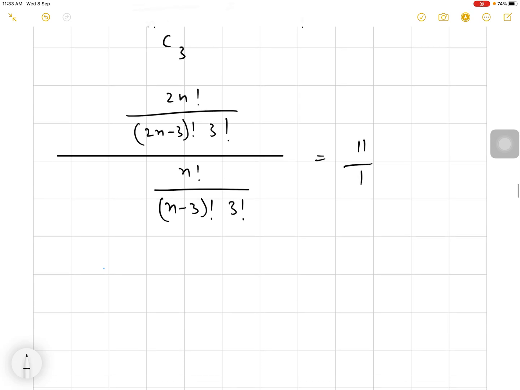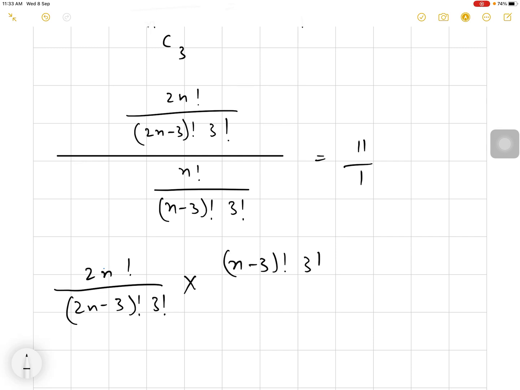Okay, so this I can write as 2n factorial divided by (2n minus 3) factorial 3 factorial, into just the reciprocal, (n minus 3) factorial 3 factorial. We have done this, I don't need to say this again and again, right? Division, you multiply and take the reciprocal of the denominator. So it is equal to 11 by 1.